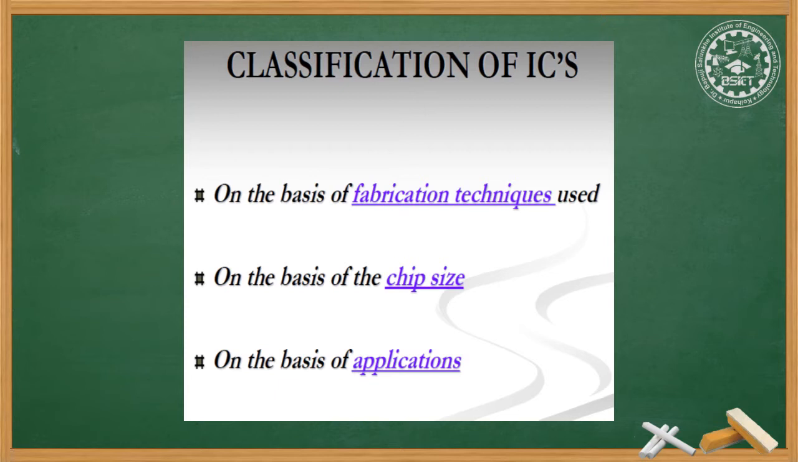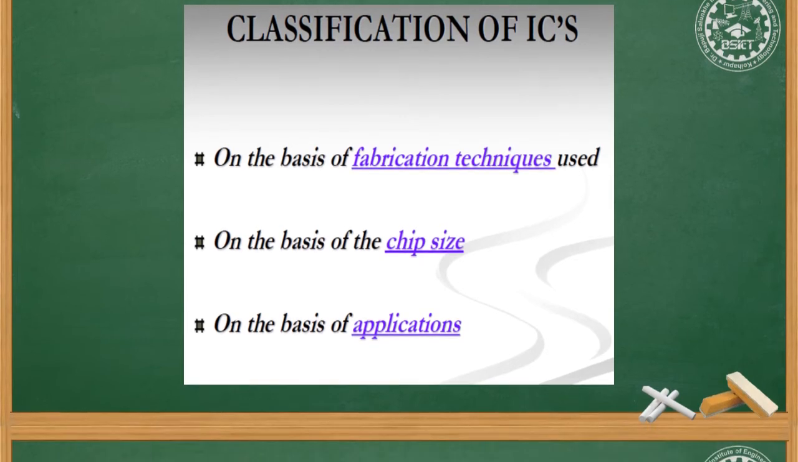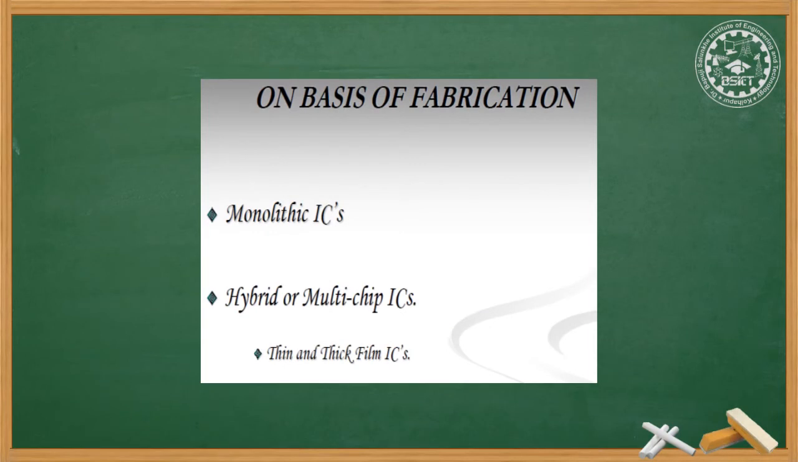So let us see the types of ICs. There can be three types of classification. Depending on the fabrication technique, means how the ICs are manufactured. The second basis for classification is chip size and the third is application. So we will see the classification one by one.